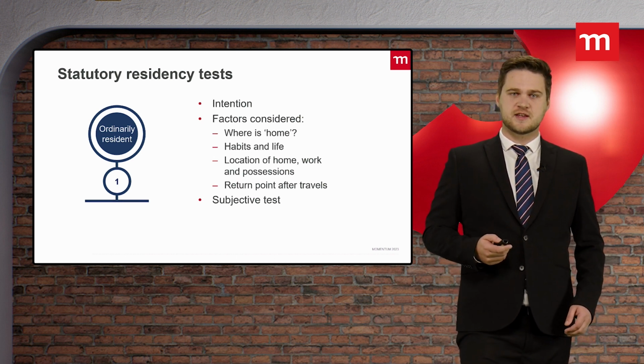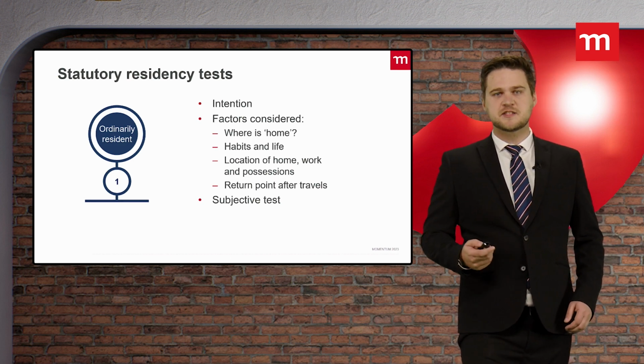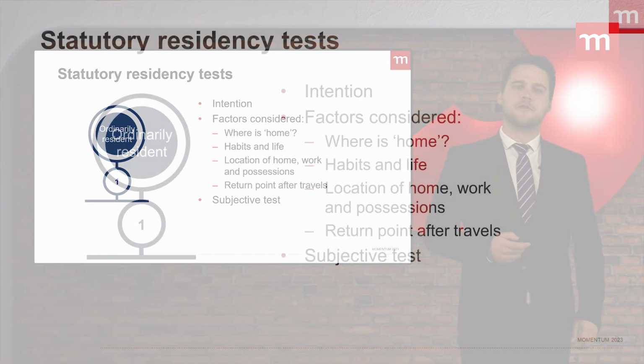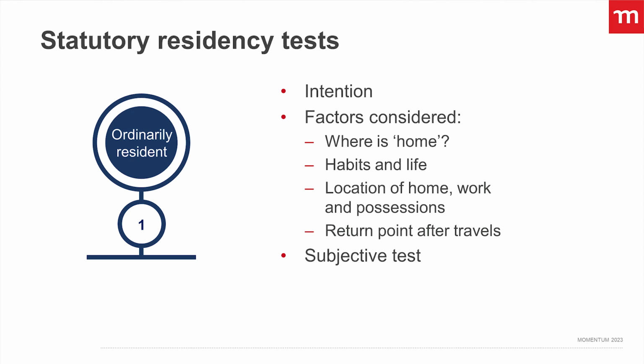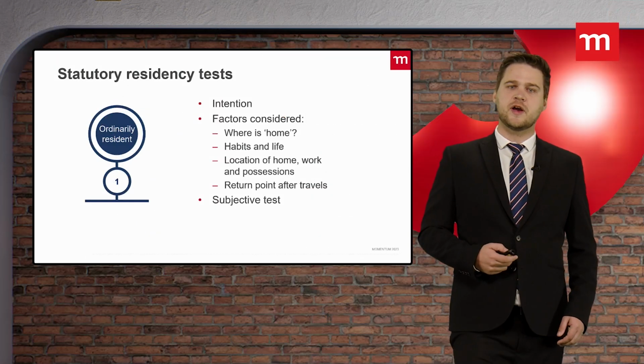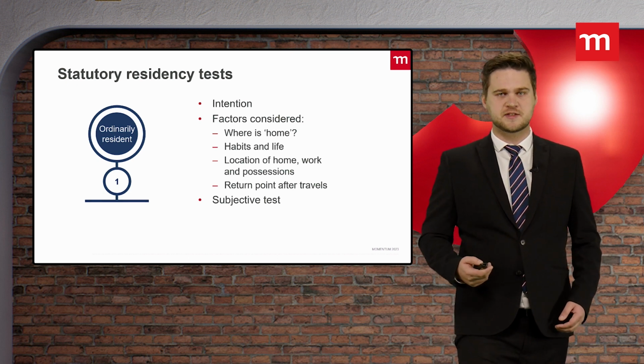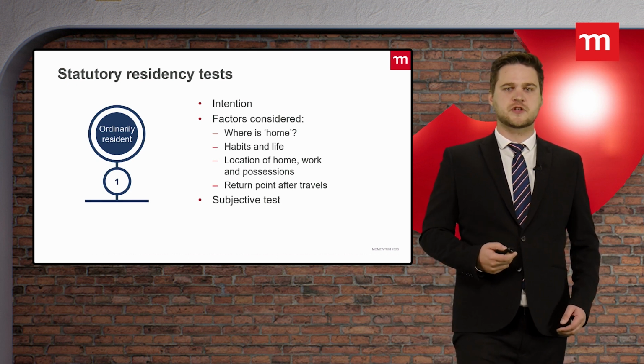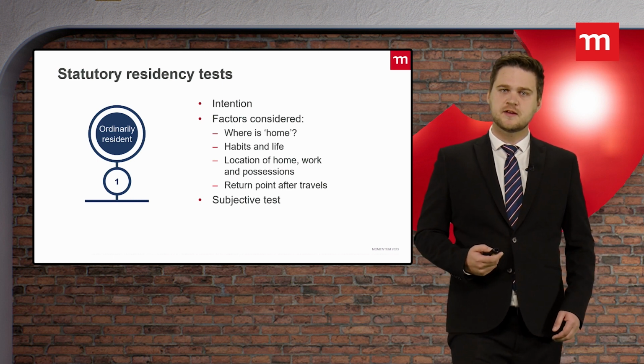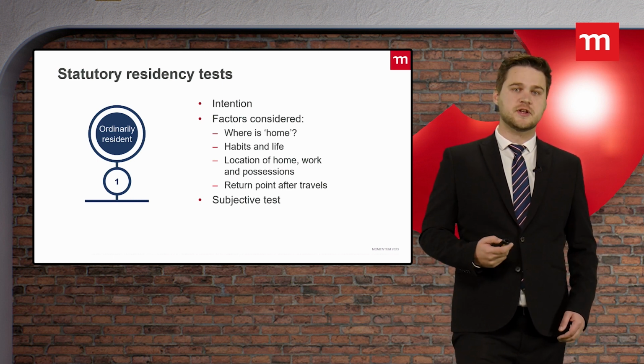The ordinarily resident test is a subjective test, and each case must be dealt with based on its own merits. The following are some of the factors considered when determining whether a person is ordinarily resident in South Africa. Does the person intend to have South Africa as their ordinary place of residence? Does the person consider South Africa to be their home? Where is the person's habitual abode? Where do they stay most often, and where is their social life based? Where is the person's home, work and possessions based? Where does the person return to after traveling? This is not an exhaustive list, but the answers to the questions will provide a good indication.